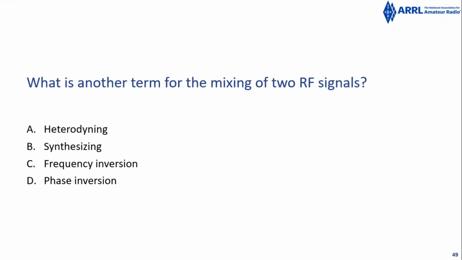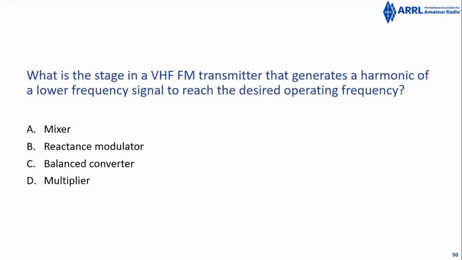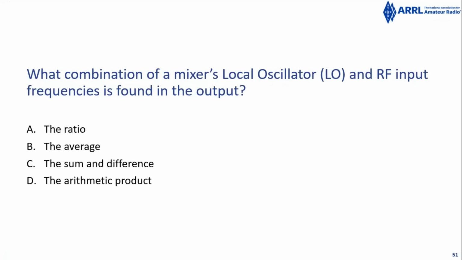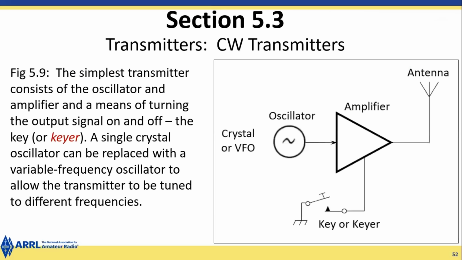What's another term for mixing of two RF signals? Heterodyning. What is the stage in a VHF FM transmitter that generates a harmonic of a lower frequency signal to reach the desired operating frequency? So that'd be a multiplier, right? You're taking a lower frequency to get a higher one, so you're multiplying. So that'd be the multiplier. What combination of a mixer's local oscillator and RF input frequency is found in the output? B, the sum and the difference. Remember, F plus F1, F minus F1, so sum and the difference.